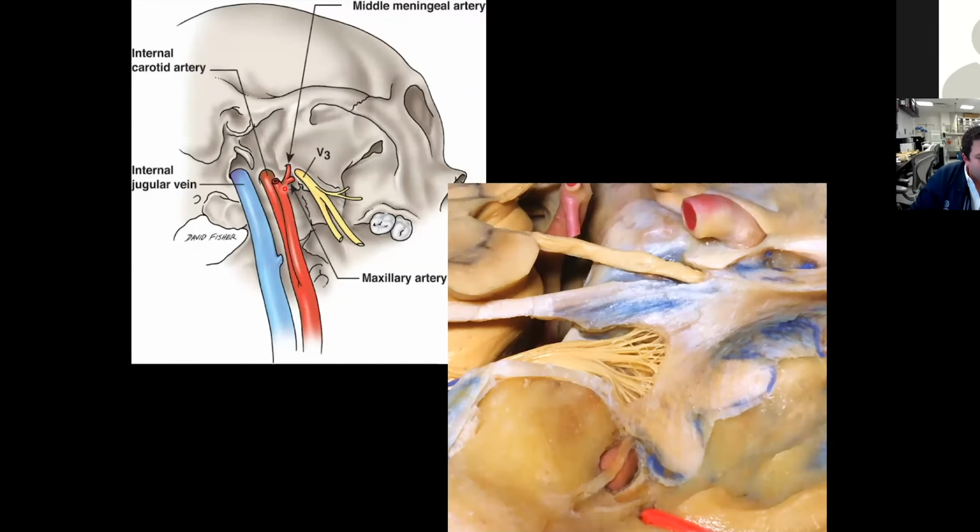And then the MMA enters the skull through the foramen spinosum. And here we can see, again, from our perspective that we should be comfortable with now, here's the foramen spinosum, here's the middle meningeal artery entering. And the middle meningeal artery tethers the dura of the temporal lobe down to the floor of the middle fossa. So if you wanted to move that dura, one of the things you have to do is ligate this artery. So it comes up, and again, here's our GSPN going over the carotid.